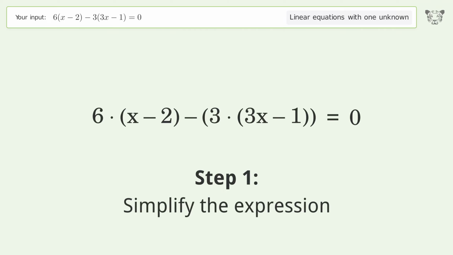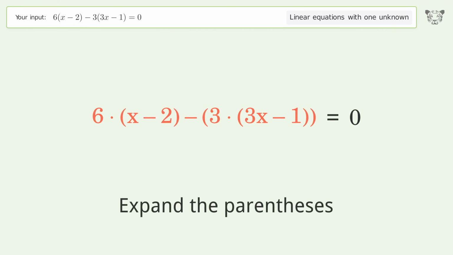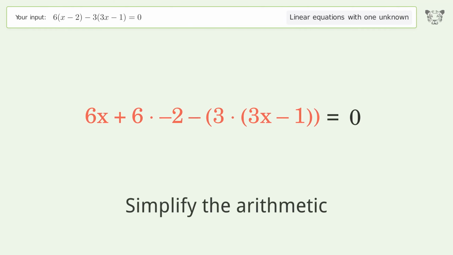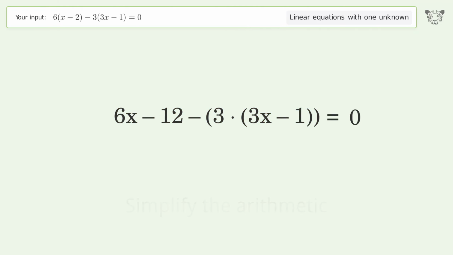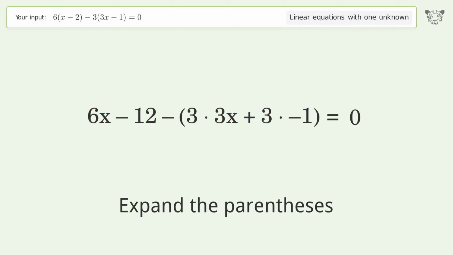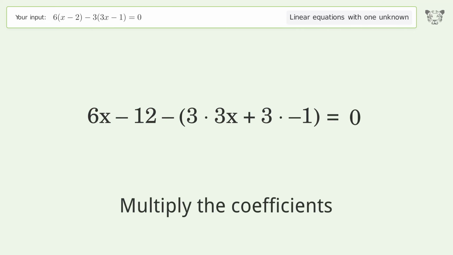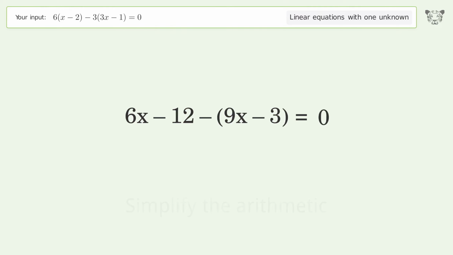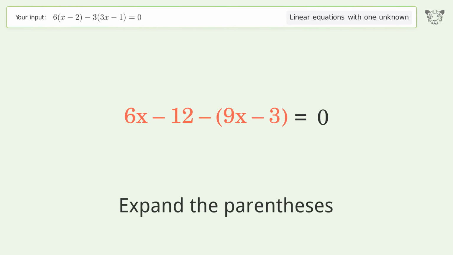Simplify the expression. Expand the parentheses. Simplify the arithmetic. Expand the parentheses. Multiply the coefficients. Simplify the arithmetic. Expand the parentheses.